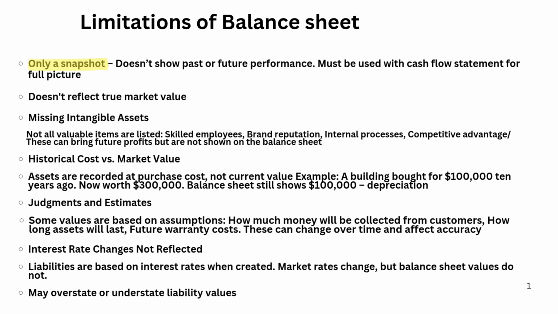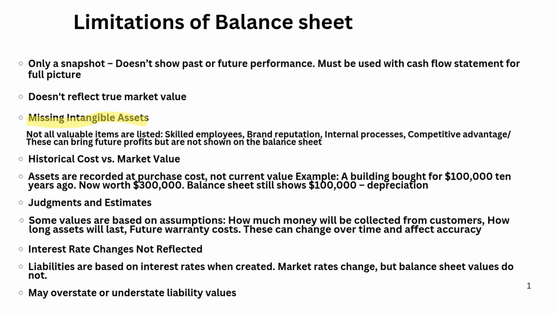It's only a snapshot. The balance sheet shows the financial position at just one point in time, like a photo. It doesn't tell us what happened in the past or what will happen in the future. That's why we need to use it together with the income statement and especially the cash flow statement to get the full story. It doesn't reflect true market value. Most assets are recorded at historical cost, not their current market value. Example: a building bought 10 years ago for $100,000 may now be worth $300,000, but the balance sheet still shows it as $100,000, minus depreciation. So, the actual worth of the company could be understated.